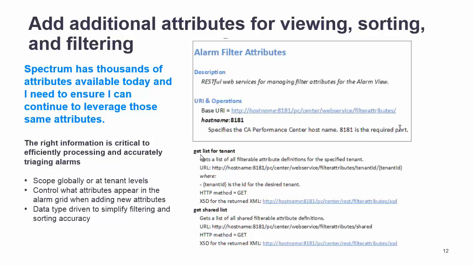CA Spectrum has thousands of attributes out of the box. To avoid the information overload that would result if CA Performance Management were to present all of these, version 3.6 selects a set of the most used and applicable ones for alarm viewing, sorting, and filtering. However, there is now an extensible mechanism to expand the list of available attributes as needed to efficiently process and accurately triage alarms. The management of alarm attributes is performed by REST calls and can be scoped at the tenant level or globally. This ability to add attributes ensures that you can capitalize on the full set of attributes in CA Performance Management that you leverage in CA Spectrum.